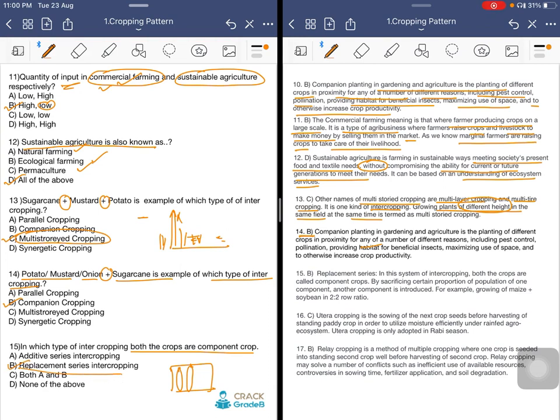Okay, because when we replace one series of lines with another series, the production and productivity will not vary much. Therefore, in the replacement series system of intercropping, both the crops are called component crops, right? By sacrificing a certain proportion of the population of one component, another component is introduced. For example, growing maize plus soybean in a 2 to 2 row ratio is nothing but replacement cropping.